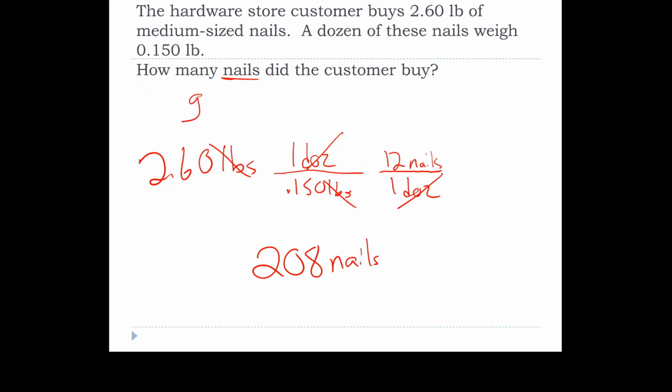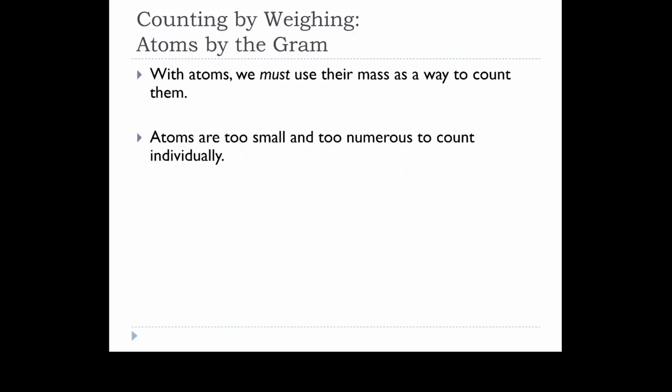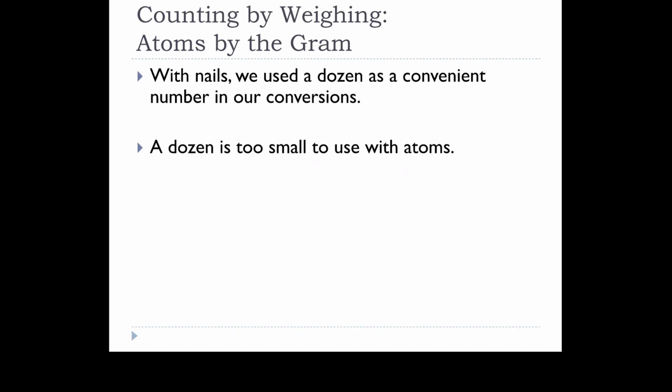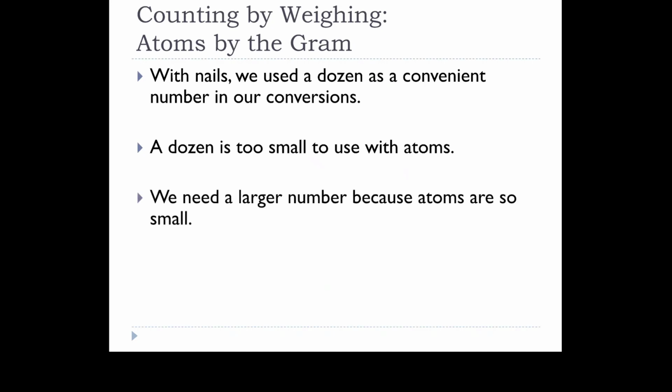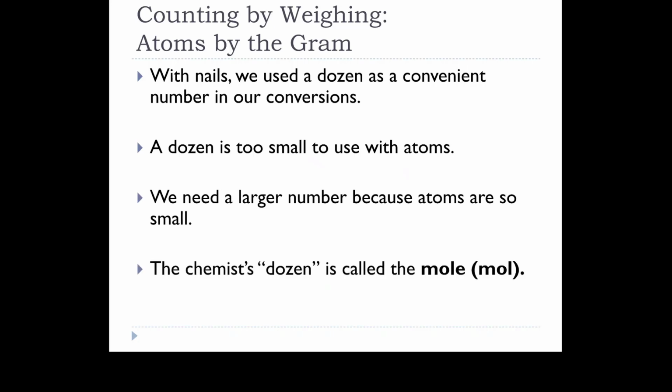This is exactly the same math we're going to use because we're going to see chemical compounds in grams. And we're going to go from grams to moles, and then from moles to atoms. Okay? It's going to work the same way. So again, atoms are tiny, so again, we need a thing like a dozen, but we need something way bigger than a dozen. And our dozen, a chemist's dozen, is called the mole.